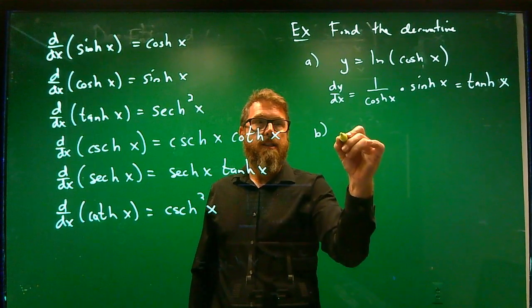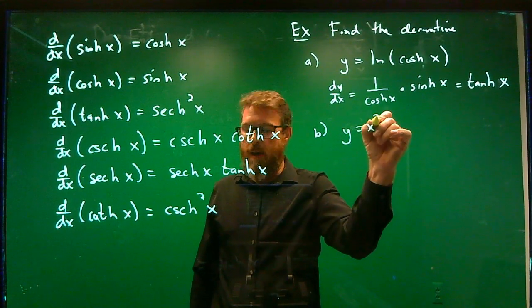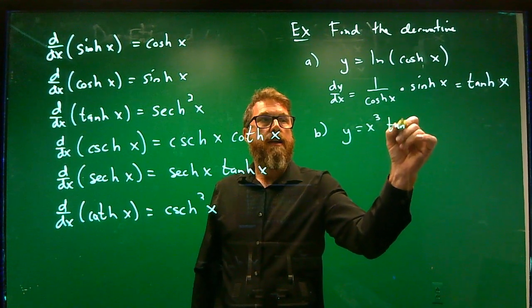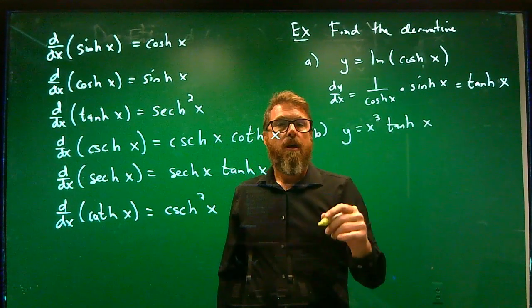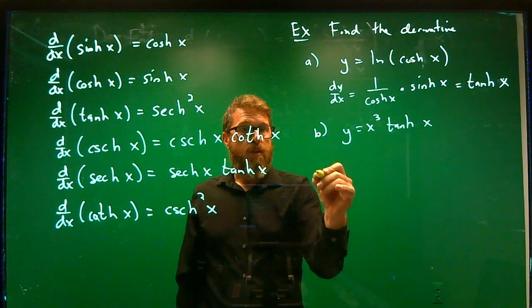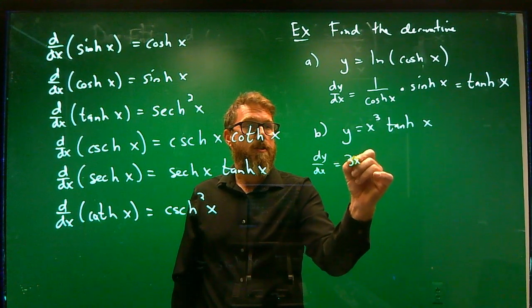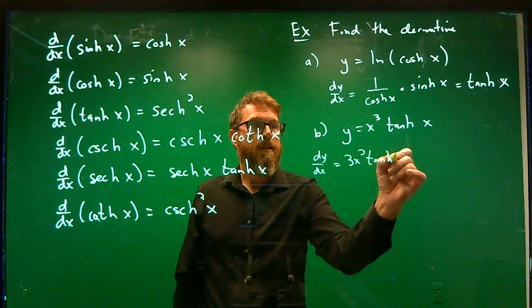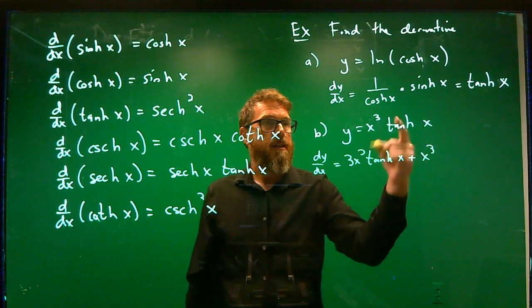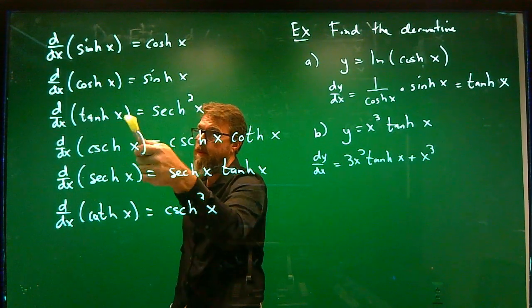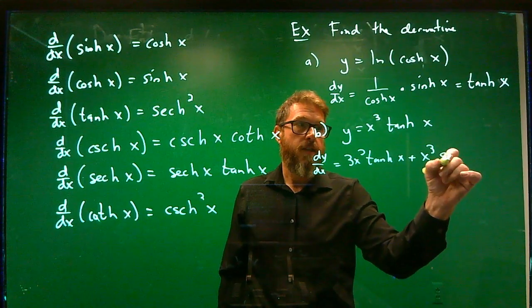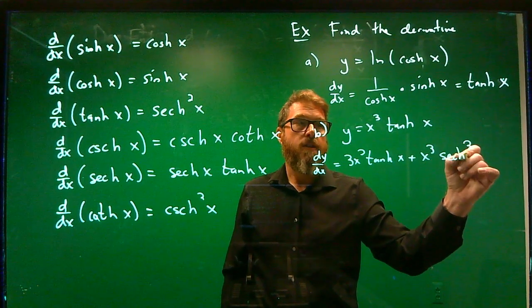B, if I want to find y is equal to x cubed hyperbolic tangent of x, well, we can use a product rule. So dy/dx is going to be the derivative of the first times the second plus the first times the derivative of the second. We know the derivative of the hyperbolic tangent is going to be the hyperbolic secant squared of x.